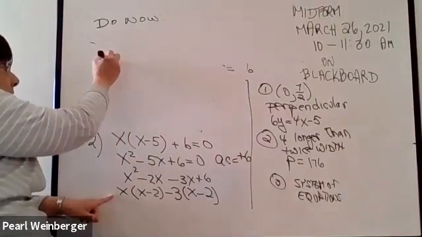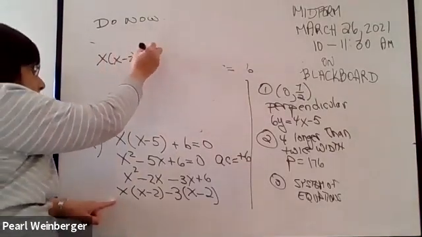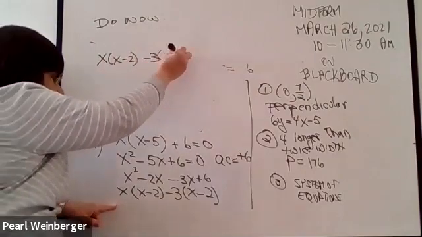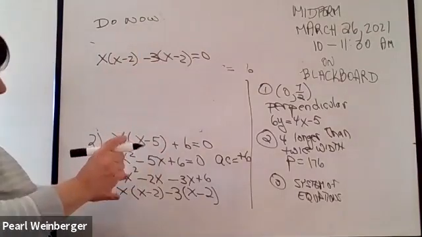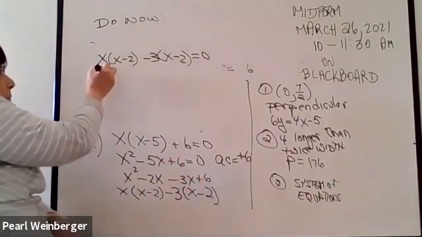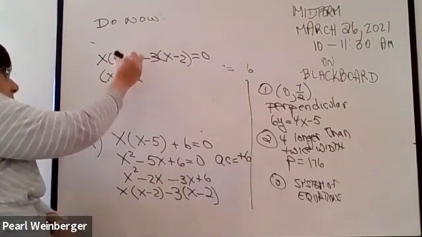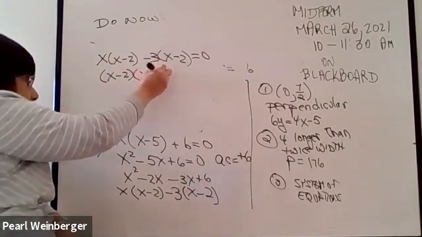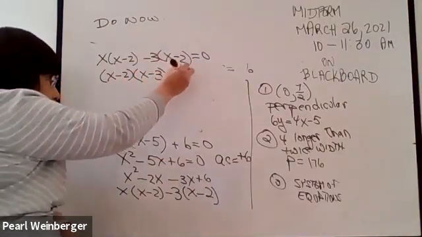I have the x times the x minus 2 minus the 3 times the x minus 2. That's now equal to 0 because I factored it, which gives me the x minus 2 in front and x minus 3 in my second parentheses, because that's what's on the outside.